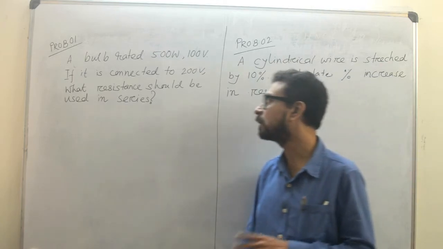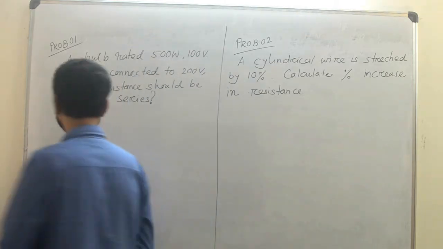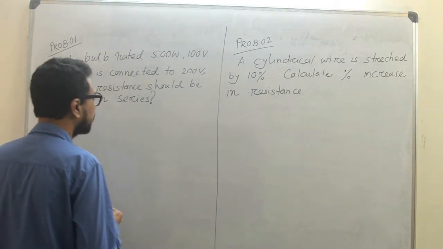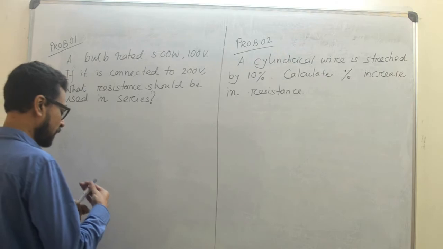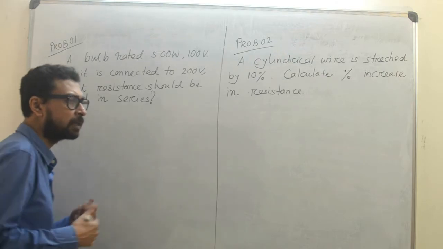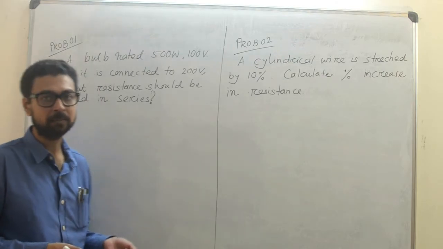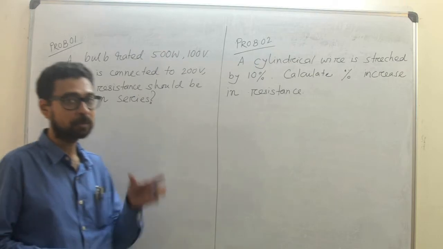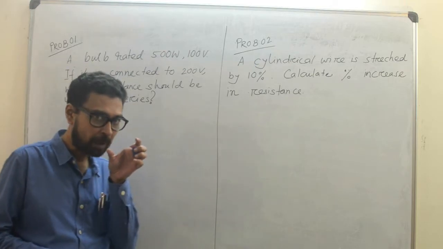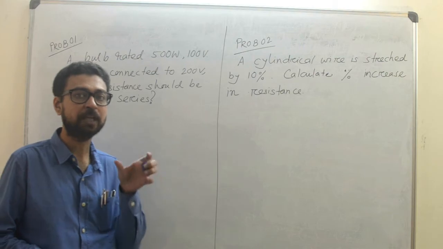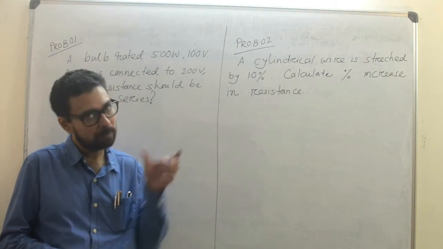So we have a bulb having a power of 500 watt, and its operating potential is 100 volt. Okay, that's why we need to have another resistance in series so that it can be operated at 200 volt. So the supply is 200, but the potential drop across the bulb will be 100.